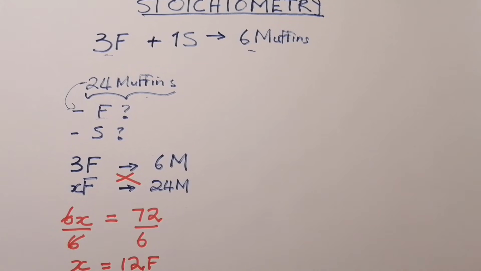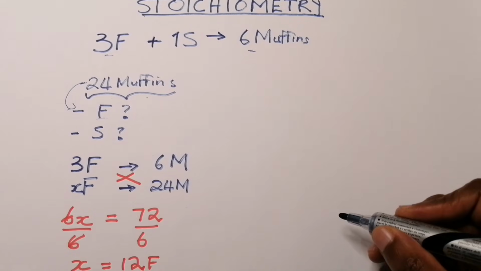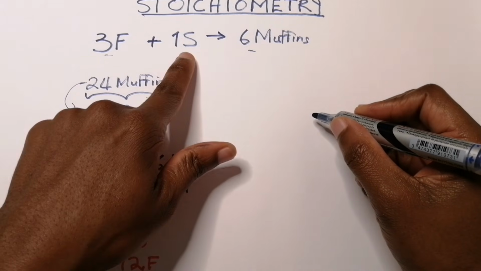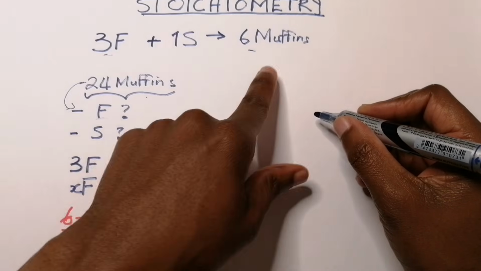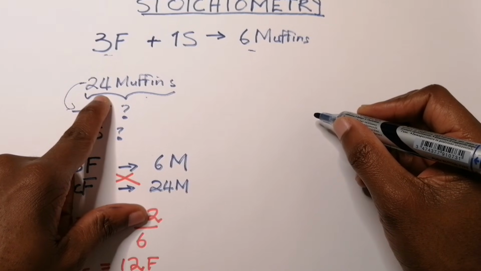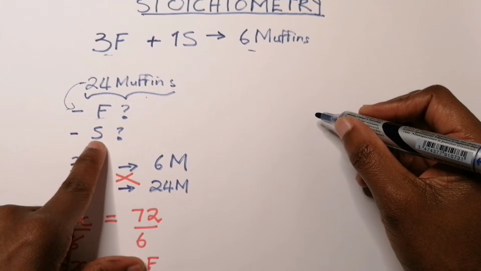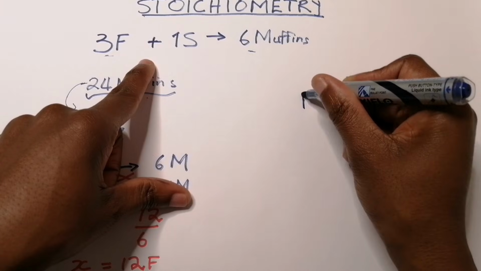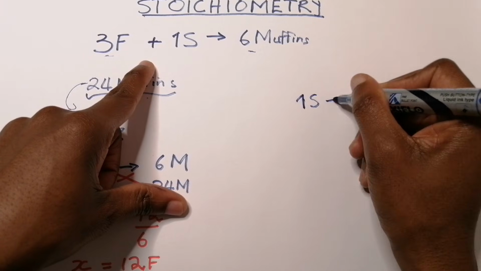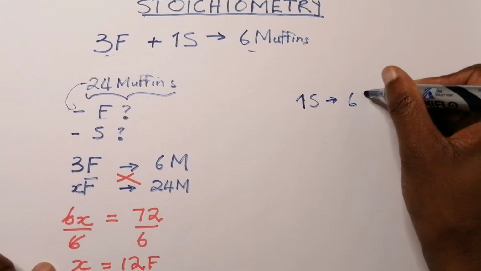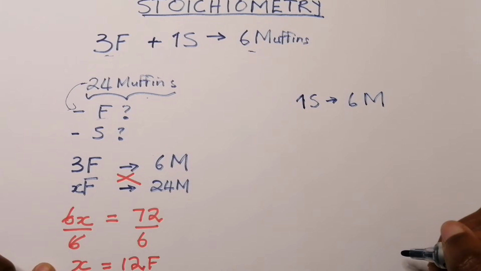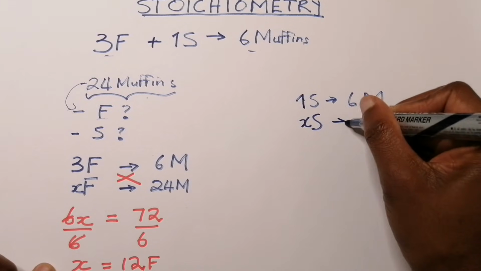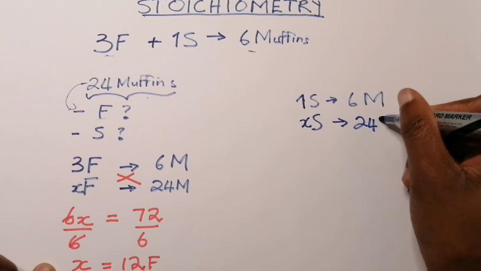Okay, let's do this. Now I want to find out the amount of sugar. I'm going to do the same thing. What do I want? I want sugar now. But what do I have? I'm given the amount of muffins. So I go to my formula again. I want sugar, I've got the muffins. So how do they relate with one another? For every 1 cup of sugar, I will produce 6 muffins. So my question is, for how many cups of sugar will I produce 24 muffins?